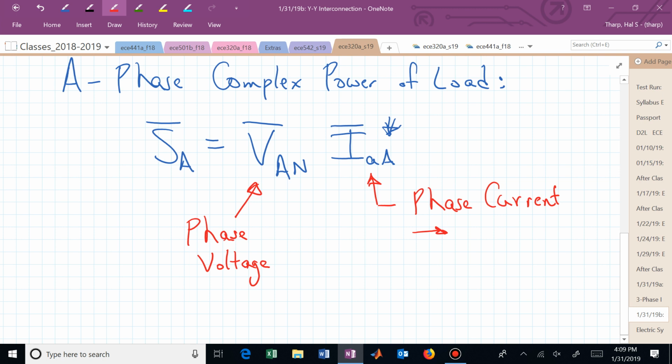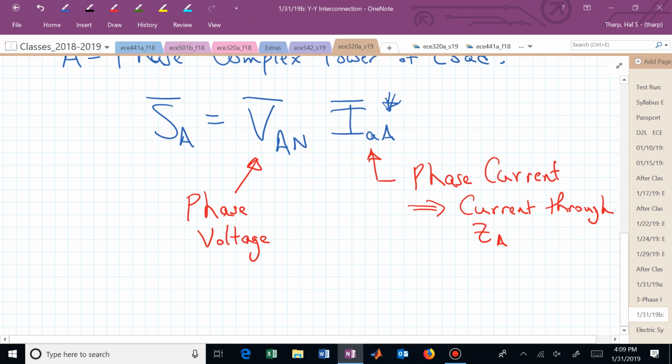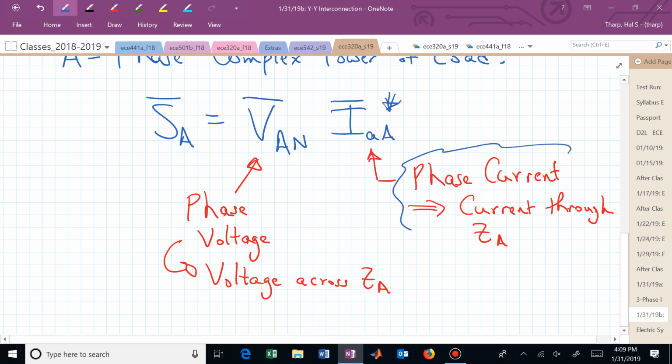And in fact, that's the current through Z sub A. This is the voltage across Z sub A. And this is also the line current, the transmission line current in the Y-connected load.